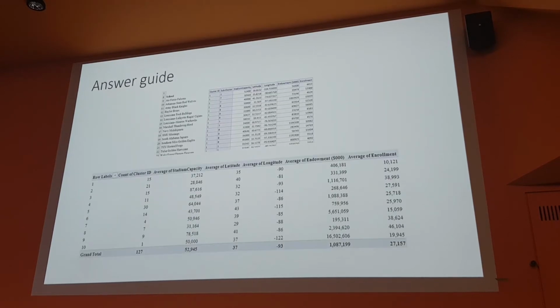People are leaving, so let me show you the solution. Clustering was very straightforward, you could just go to the Analytic Solver Platform and select clustering, hierarchical clustering. Once you get this result, this is the first part. You see, for example, which cluster each school is in, and also the attributes that you use for clustering. We use the stadium capacity, latitude, longitude, endowment, and enrollment. Then we want to summarize what is the average stadium capacity in cluster 1, what is the average stadium capacity in cluster 2, and other variables.